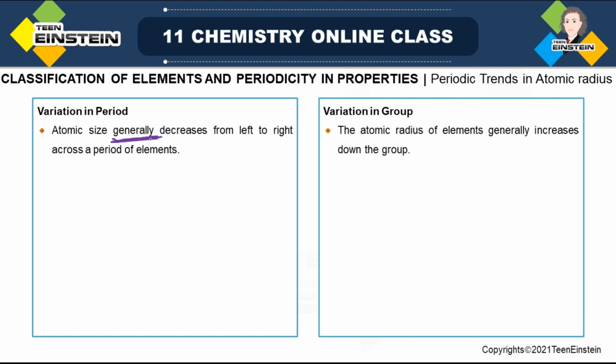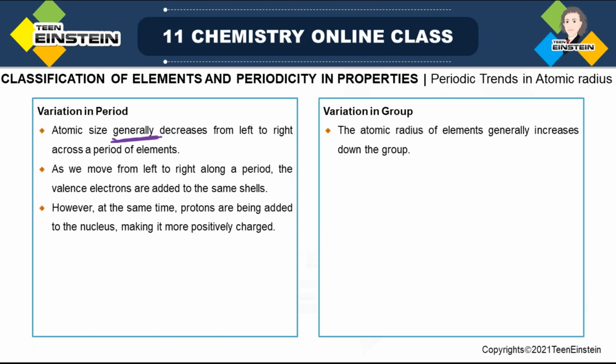Sorry, but generally it is decreased as you are moving from left hand side to right hand side. And if you consider group, then it is opposite. There is increase down the group. So this is the initial conclusion we can draw. But how are we reaching this conclusion, what is the reason behind it? Now we will see that.